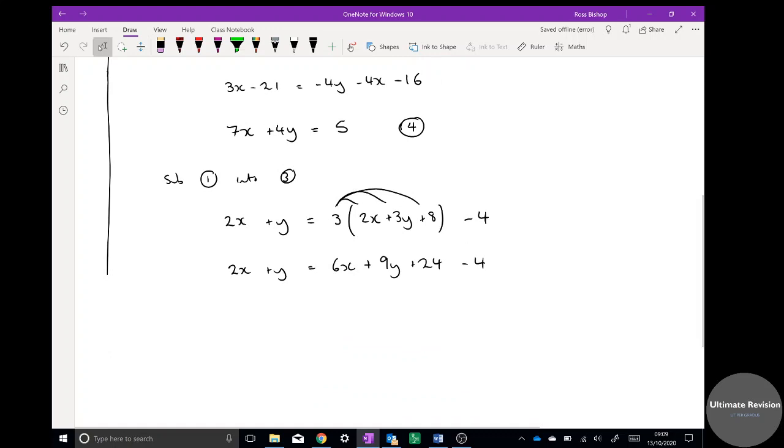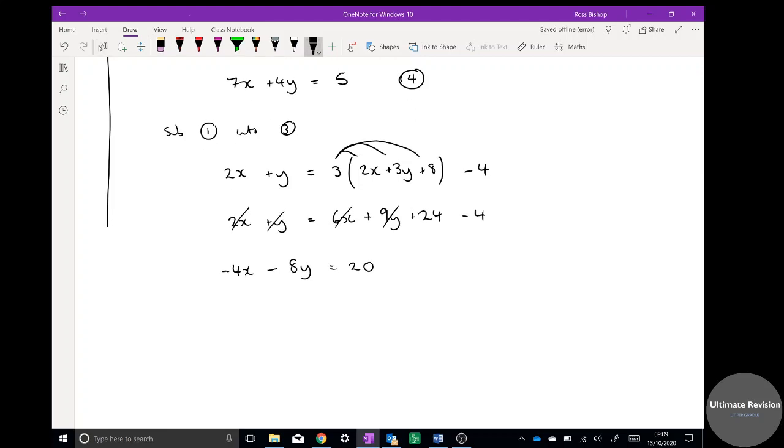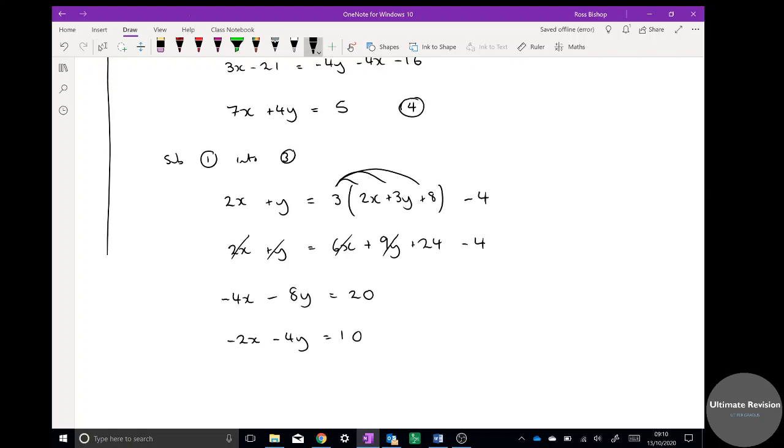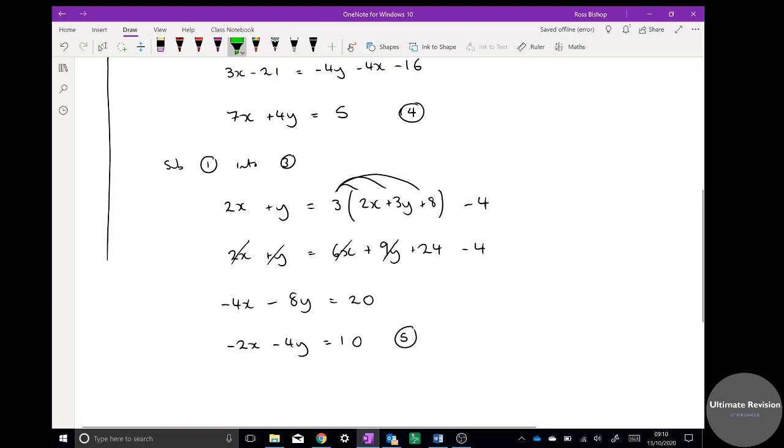Okay. Rearrange it, so I'm going to get minus 4x, that gets rid of the x's, minus 8y, that gets rid of the y's, equals 20. You can divide it all by 2, minus 2x minus 4y equals 10. I'm going to call that one equation 5, okay? So I've now got equation 4 and equation 5, and there's no z's there.